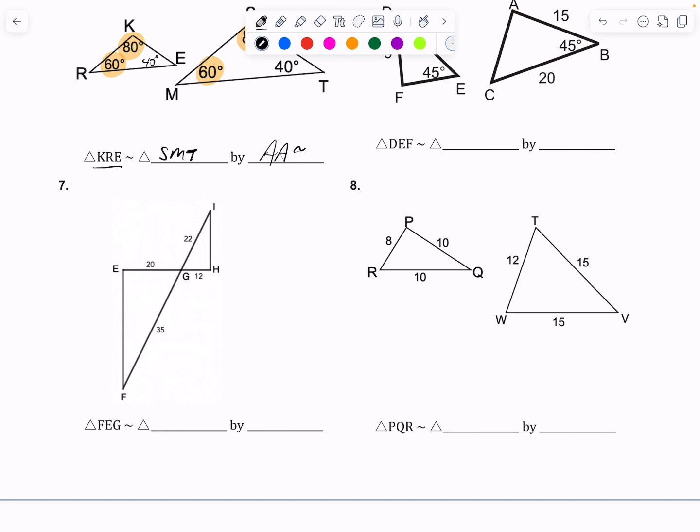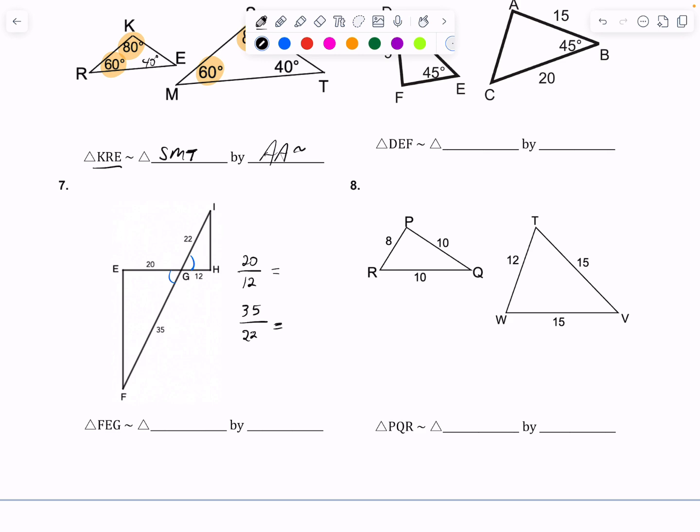Based on this, I'm looking at my angles here, and I do have this vertical angle. If I can see that the side lengths that make that angle in both these triangles are proportional, then we can use side angle side similarity. So let's see if that works. I'm going to do 20 over 12, find out what that is, and then I'm going to do 35 over 22. And if those are the same, then I'll be able to say these are similar triangles.